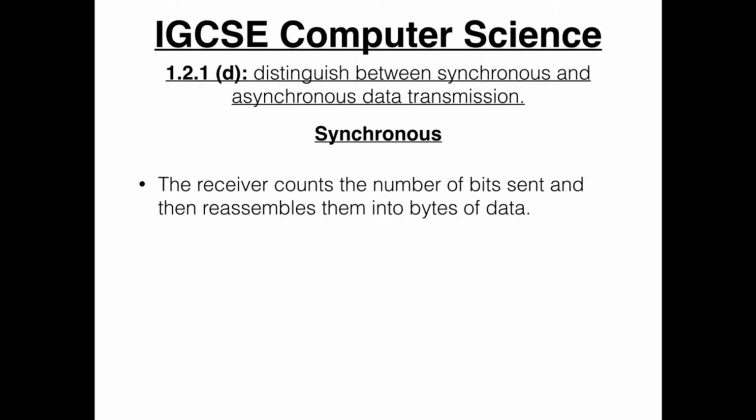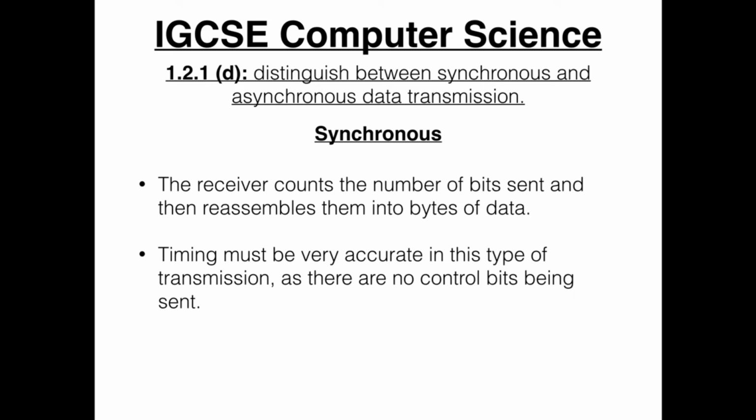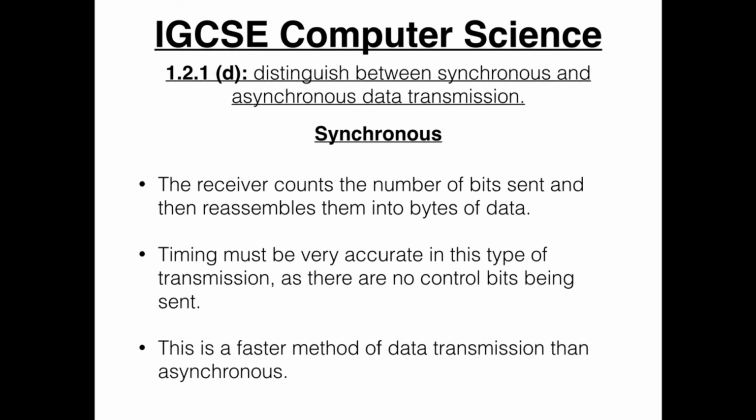And the receiver will count the number of bits sent and then reassemble them into bytes of data. Again, timing has to be quite accurate in this type of transmission because there are no control bits being sent. But this is a faster method of data transmission than asynchronous. So there's always a good side.